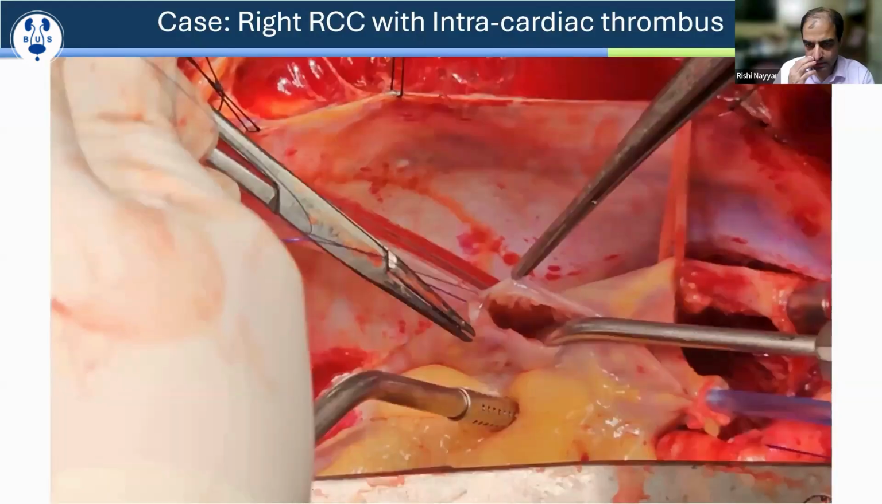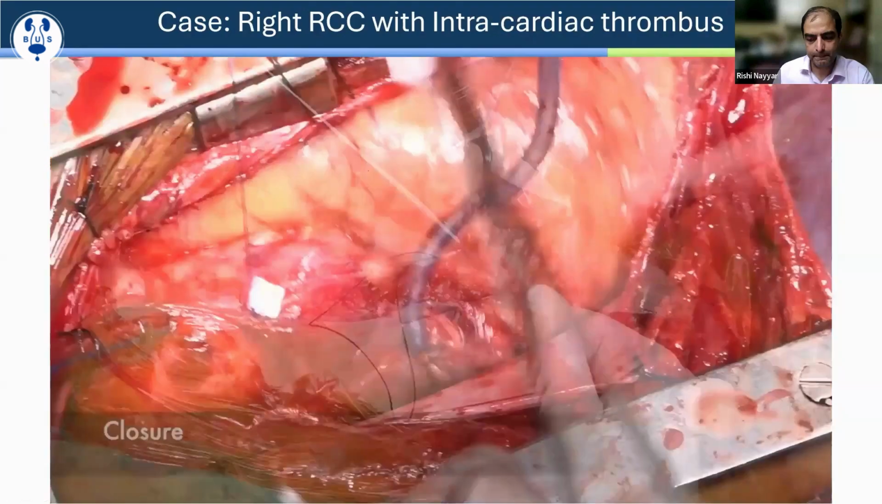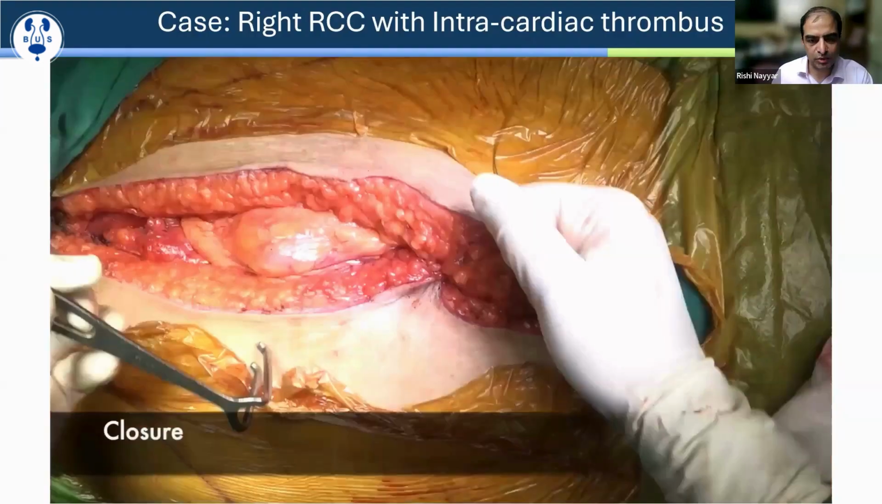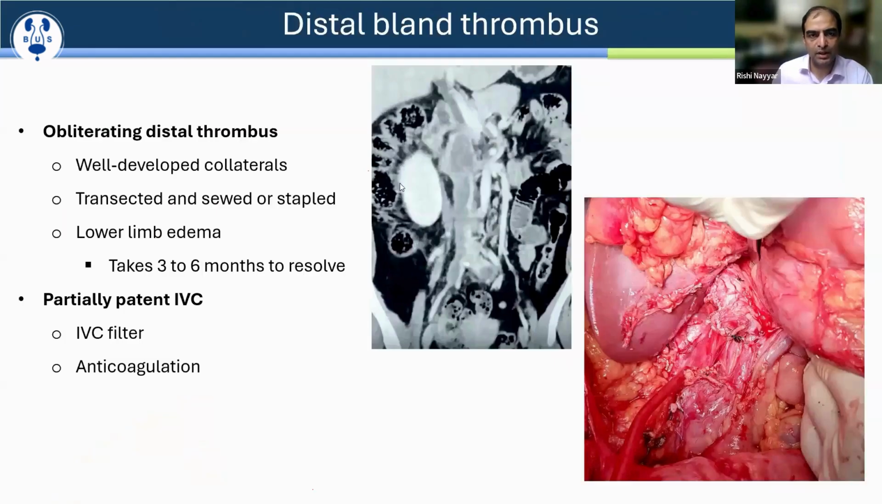So here the heart is being closed. Once this is done, the patient is gradually warmed up, and once the warmth is established up to 35 degrees, then the patient is closed and can be shifted to the ICU for the postoperative care. Now, a word about the distal bland thrombus.